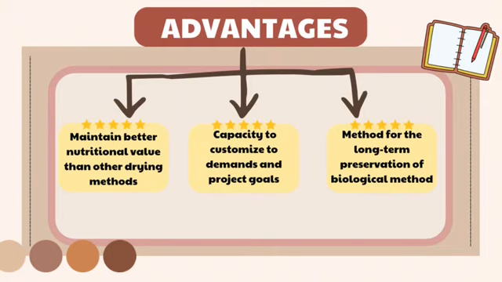The second one is the capacity to customize to demands and project goals. Freeze-dried ingredients can be cut or ground into many different sizes and shapes, everything from whole fruits and vegetables down to fine powder. The finished product can be easily mixed into any blend or formulation for a flavor profile which is completely unique to the final product. The last one is a method for the long-term preservation of biological matter.